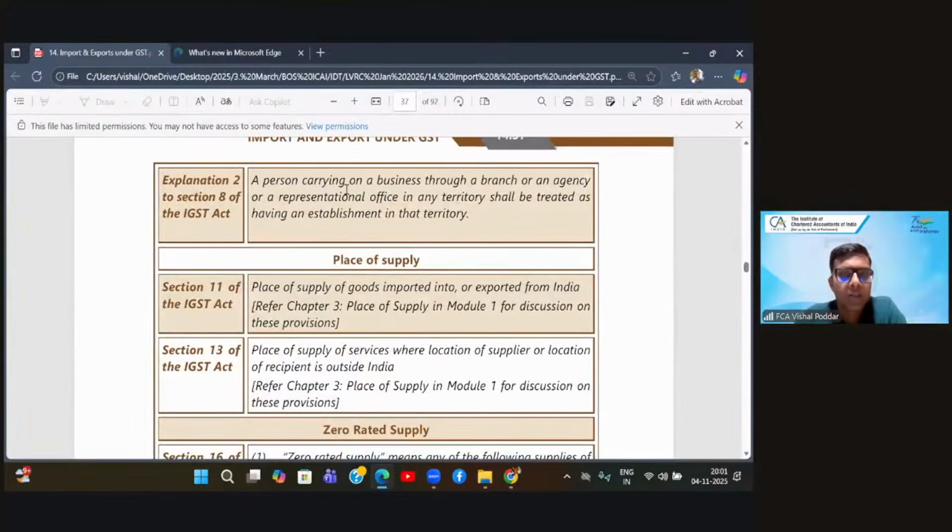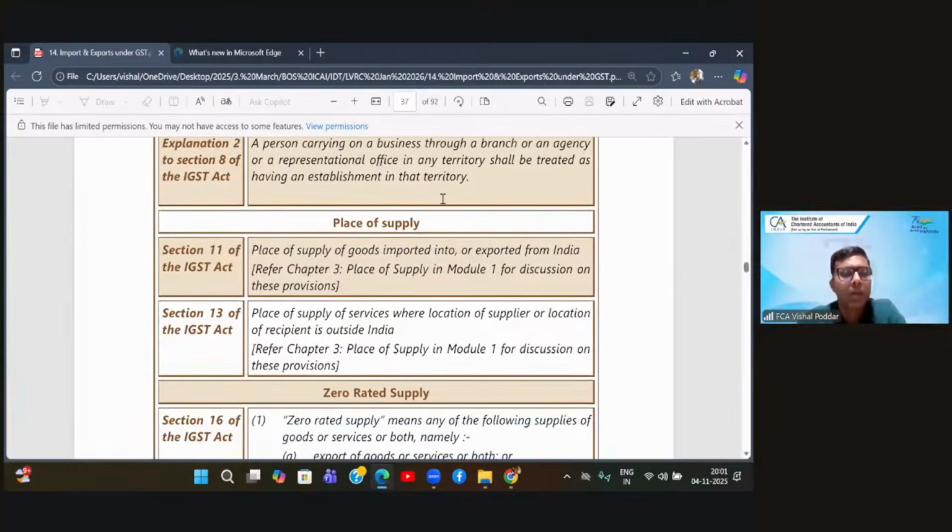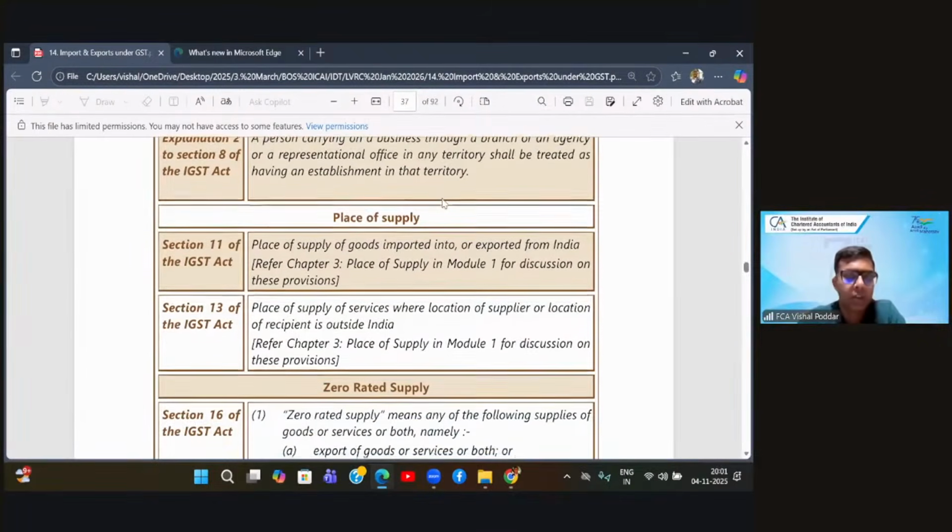Second explanation: a person carrying on business through a branch or an agency or a representational office in any territory shall be treated as having an establishment in that territory. So if I'm having a branch or any other representational office, or even where I am doing business through an agent, all these places will be treated as my establishment.